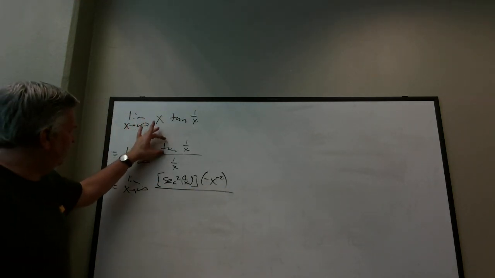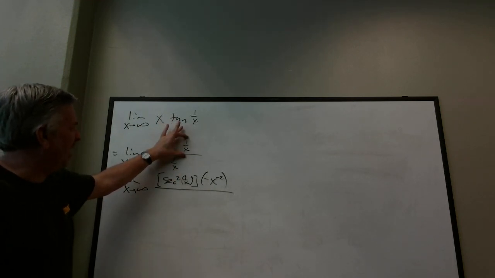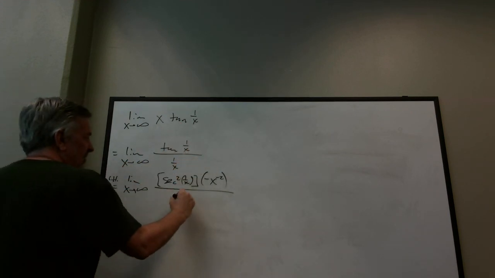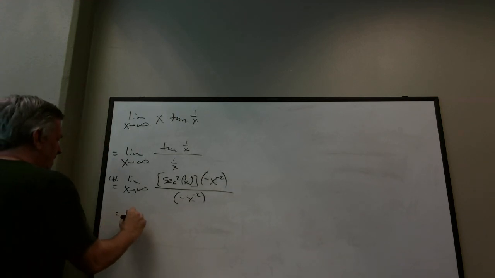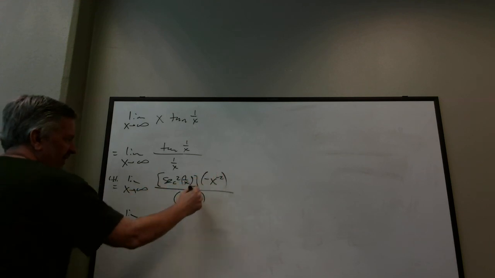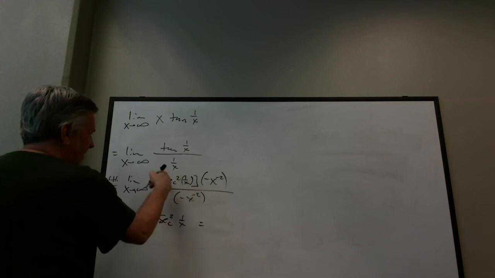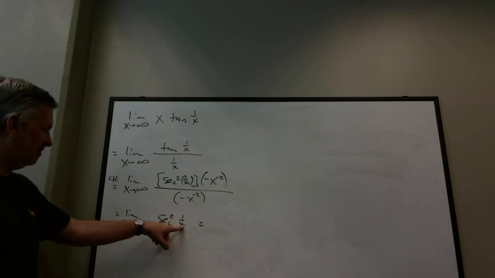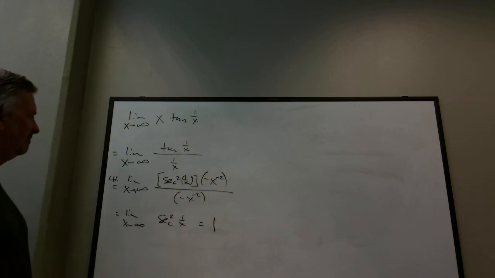But let me do that again. The derivative of tangent stuff is secant squared stuff times the derivative of the stuff. This is x to the minus 1, so the derivative is minus x to the minus 2. And likewise, the derivative of 1 over x is minus x to the minus 2. So if you do the cancel, notice these are the same things, so they cancel. And I'm left with the limit as x approaches infinity of the secant squared term. But when x goes to infinity, 1 over x heads to 0, and secant squared of 0 is 1. And it pops right on out.